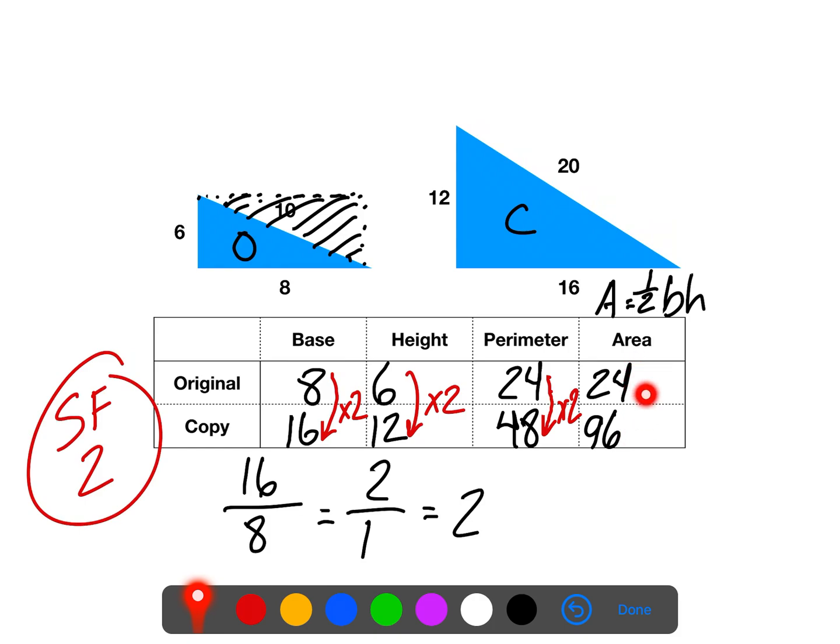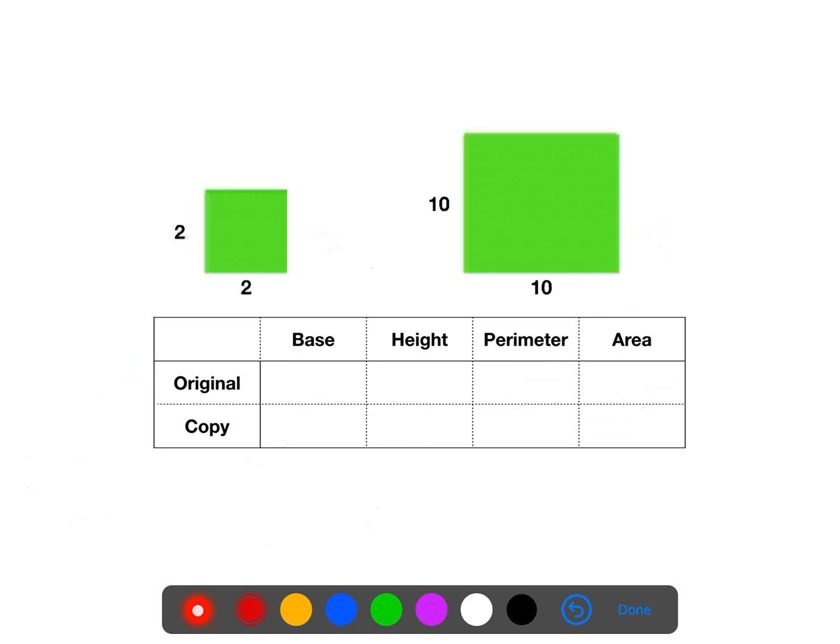That's not 2 times bigger than the original like everything else here was. It's actually 4 times bigger than what the original area is. All right, that's interesting. So the area doesn't follow the same scale factor patterns that all the sides and the perimeter do. Let's look at the next example before we talk any more about that.